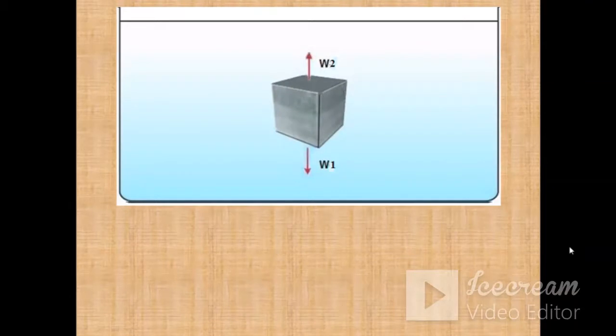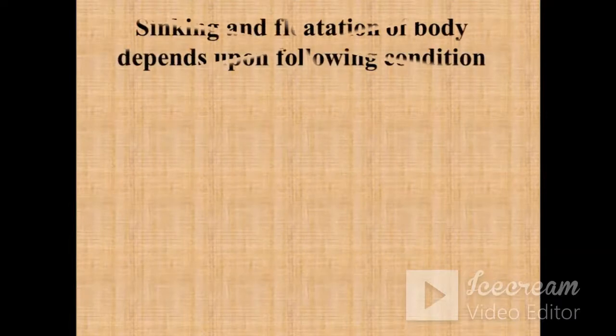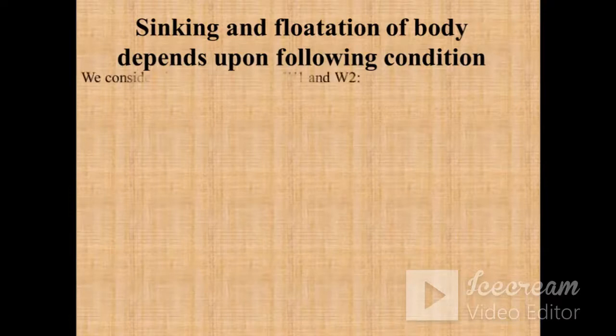Okay, so you can see in this figure that the weight of the body is acting downwards and this upward force is acting upwards. In that case, the apparent weight of the body will be W1 minus W2. Now, sinking and flotation of the body depends upon the following conditions.